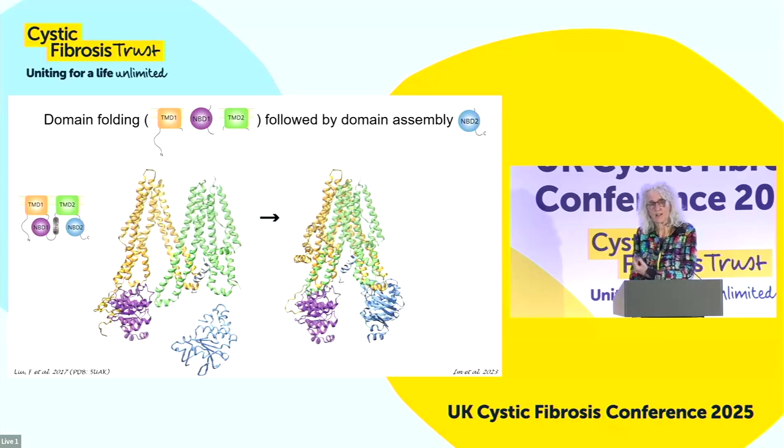But then, starting during synthesis, but for about 30 minutes on average after, the domains assemble. And then we see that TMD1 and TMD2 and also NBD2 actually really change conformation a bit. NBD2 gets stability, and then they become a well-assembled, in principle, functional channel. Now, this two-phase folding process makes it fairly robust. The question is, how do we know this?